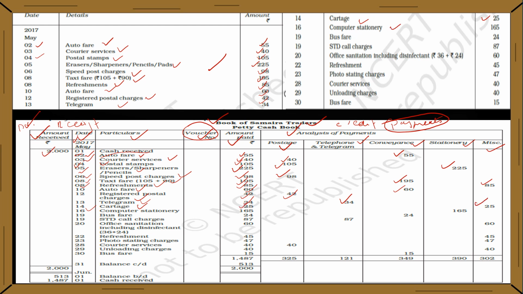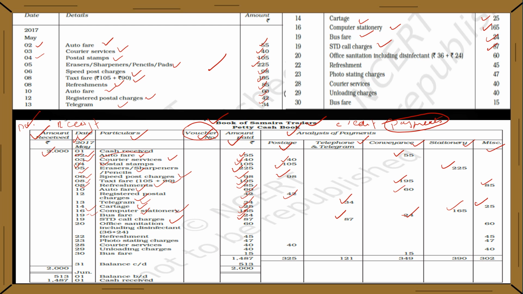Next, computer stationery of rupees 165. Computer stationery, fill the date column, 165 will go under stationery. Next, bus fare. Bus fare is 24. Particulars bus fare, fill the date, 24 rupees. We all know under which column it goes, right? Correct, the conveyance column. Next, STD call charges of rupees 87. STD call charges, 87 rupees will come under telephone and telegram.